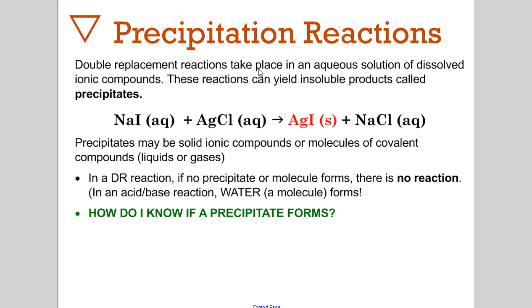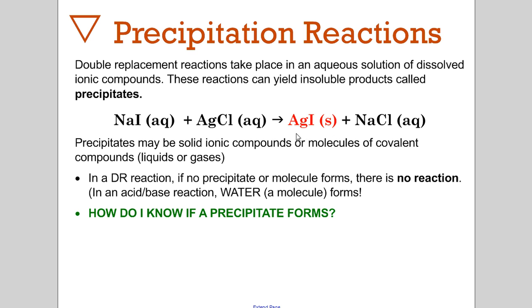Okay, the precipitation reaction is a double replacement reaction. Double replacement reactions take place in an aqueous system. In other words, dissolved compounds reacting with one another, usually ionic, although covalent compounds, acids, can also participate in these types of reactions. They can yield insoluble products called precipitates, and this is an example: sodium iodide with silver chloride making silver iodide, which is a solid, and aqueous sodium chloride. And this is a reaction because of this production of this solid here.